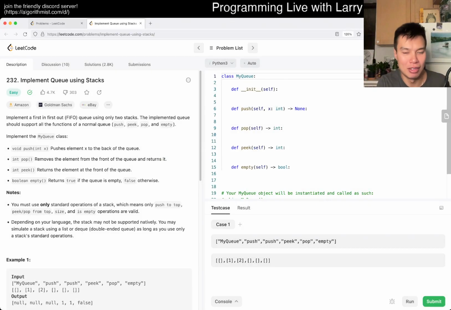I don't know if my Firefox or whatever is just having a good memory. But yeah, today's problem is Implement Queue using Stacks, 232.